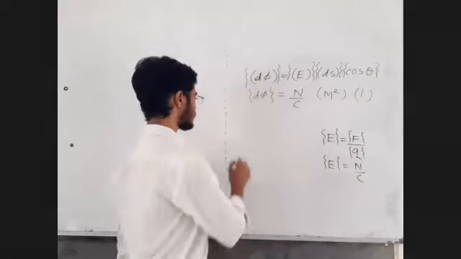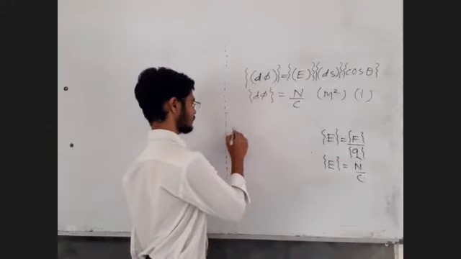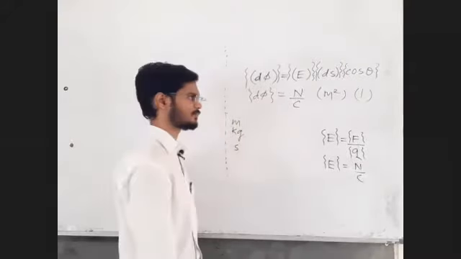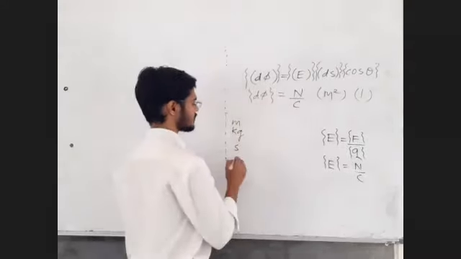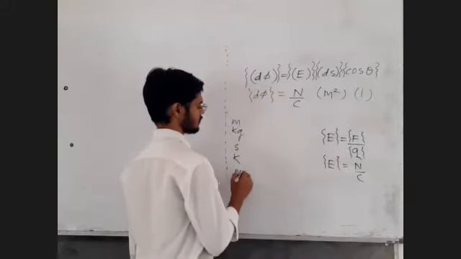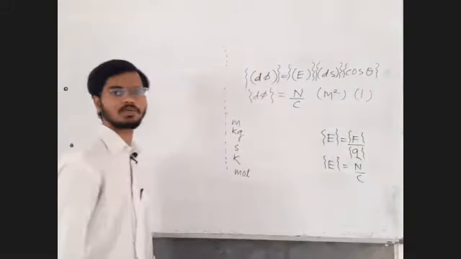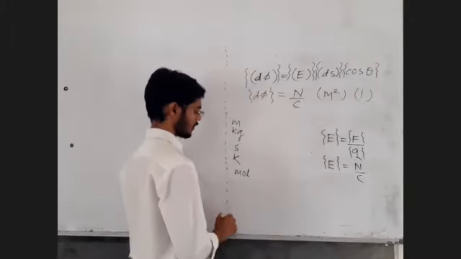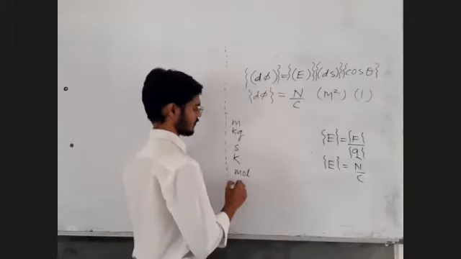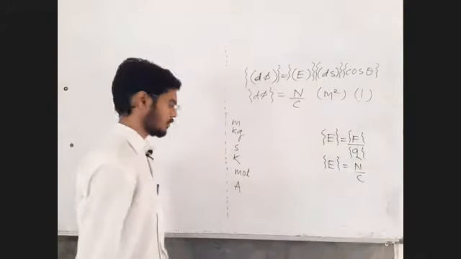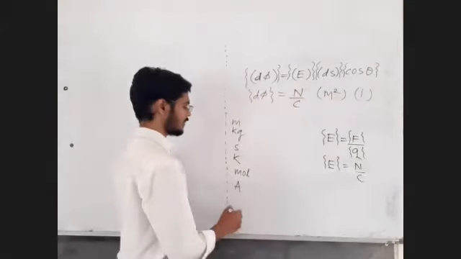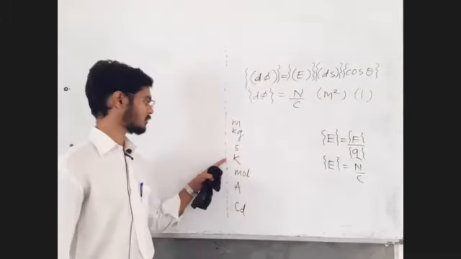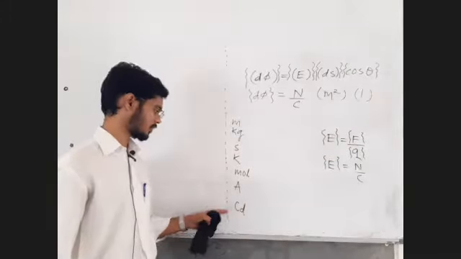There are 7 fundamental units. Length, mass, time: meter, kg, second. Temperature, Kelvin. Amount of substance, mole. Current, electric current, not fluid current or heat current: ampere. And luminous intensity, candela. These are the 7 fundamental units: length, mass, time, temperature, amount of substance, electric current, luminous intensity.